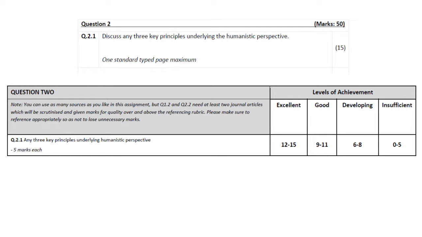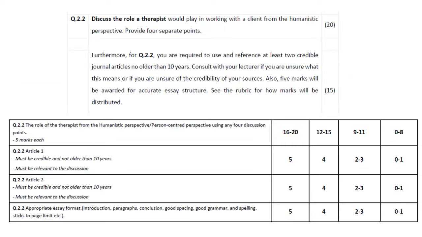So make sure, the second question is to do actually with the process of therapy, but this is specifically asking you for the principles that underlie the perspective. Okay, so 3 key principles, 5 marks each, will be 15 marks. And the final question in your assignment is discuss the role of the therapist.